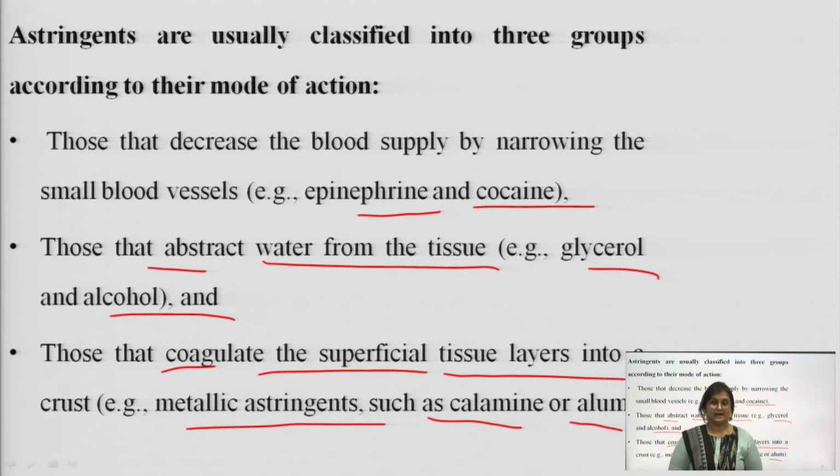Okay, they act as dehydrating agents. Astringents also act as dehydrating agents where they abstract water from the tissues. The next examples of these agents are glycerol and alcohol. The third category being those that coagulate the superficial tissue layers. They coagulate proteins, forming a crust. Example, metallic astringents such as calamine and alum.